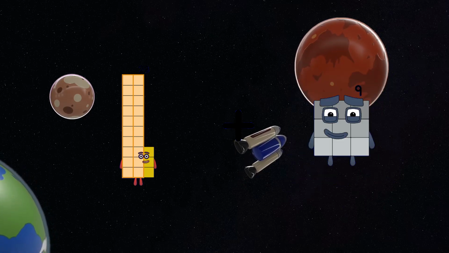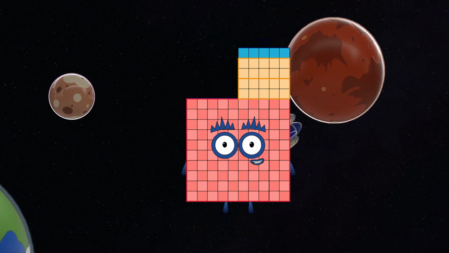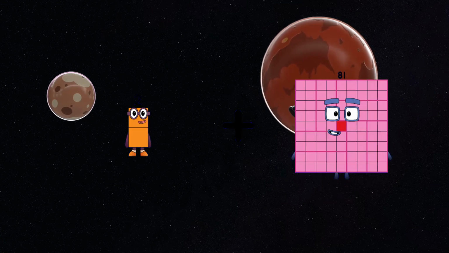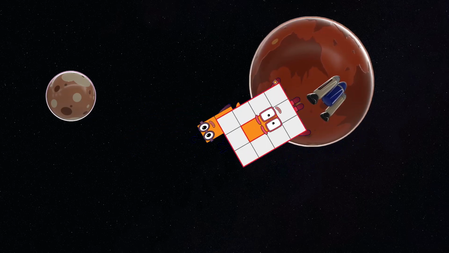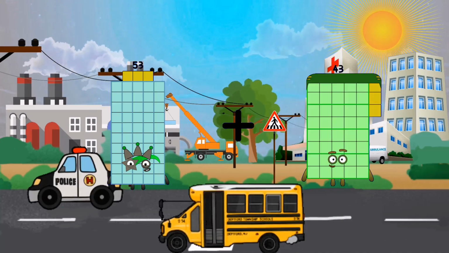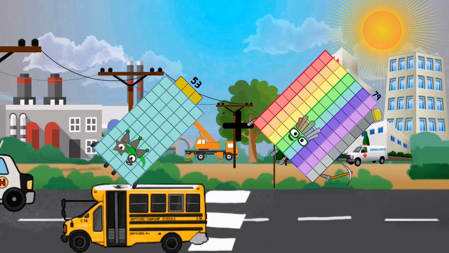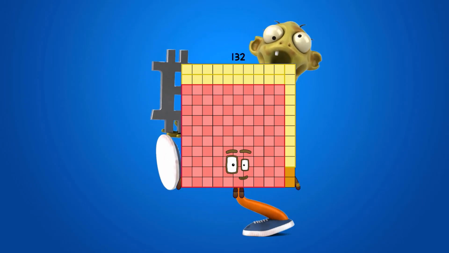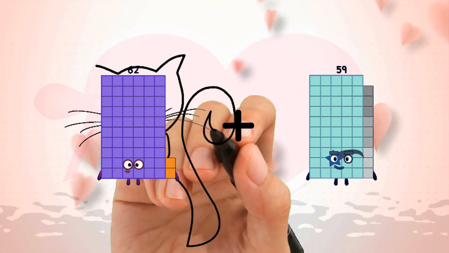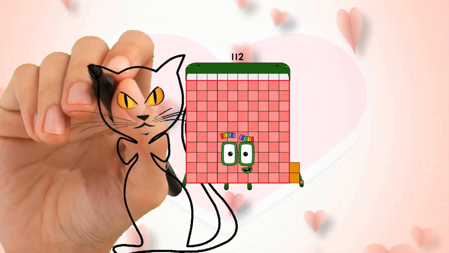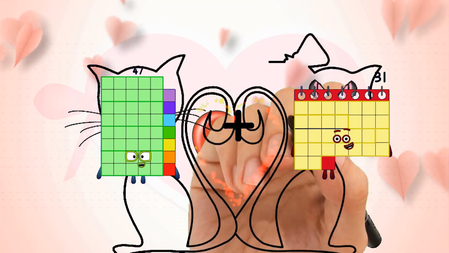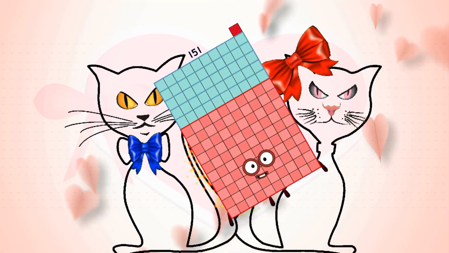23 plus 102 equals 125. 2 plus 12 equals 14. 53 plus 79 equals 132. 62 plus 50 equals 112. 47 plus 104 equals 151.